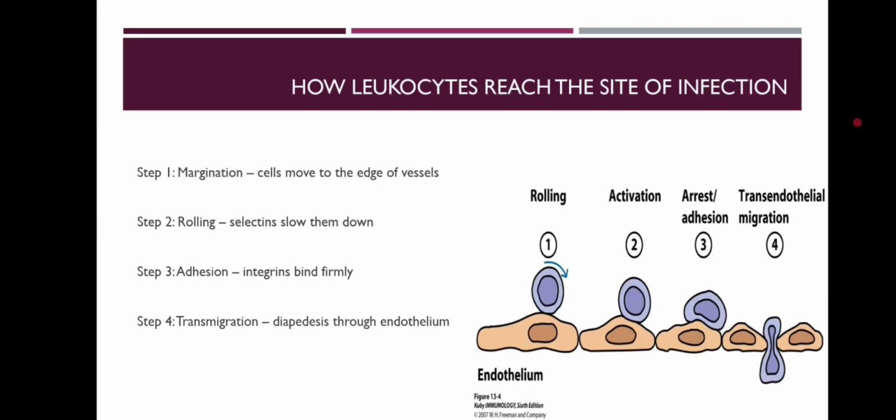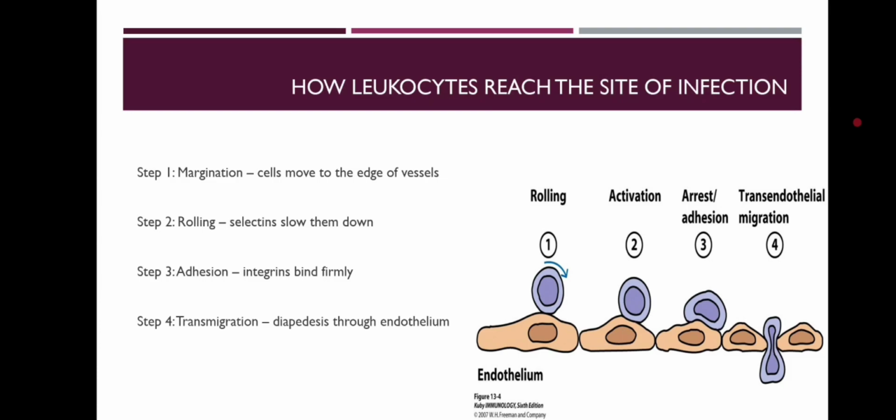Before we dive deeper into what goes wrong in LAD, it's crucial to understand how things are supposed to work. Our white blood cells, particularly neutrophils, need to travel from the bloodstream to the site of an infection to fight it off. This process is called leukocyte extravasation, and it happens in four steps. First step is margination. Think of it like this: the leukocytes, which are normally flowing in the center of the blood vessel, start to move to the edges or margins of the vessel.